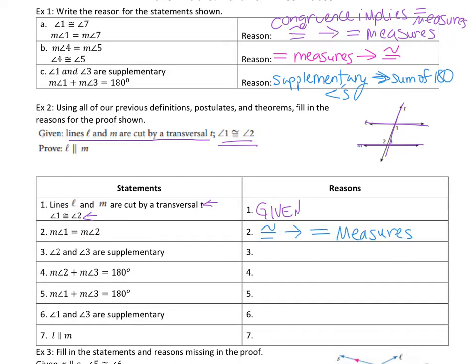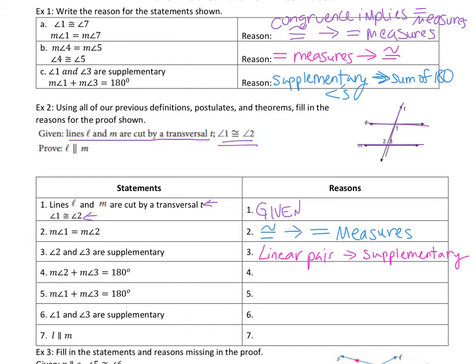All right, so then for step number 3, we don't have anything mentioned already about 2 and 3 being supplementary up here, so sometimes you need to look at the picture. And we can see that 2 and 3 are a linear pair, and that's how they're set up. And because it's a linear pair, that tells us then that they are supplementary. So the picture itself is telling us that it's a linear pair, and that implies that those angles are going to be supplementary to each other.